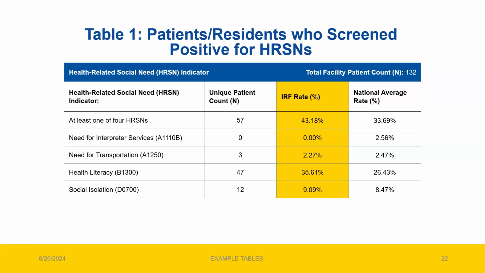And looking at the following rows in this column, we see that 0% of patients screened positive for need for interpreter services, 2.27% screened positive for a transportation need, 35.61% screened positive for health literacy need, and 9.09% of patients reported social isolation.